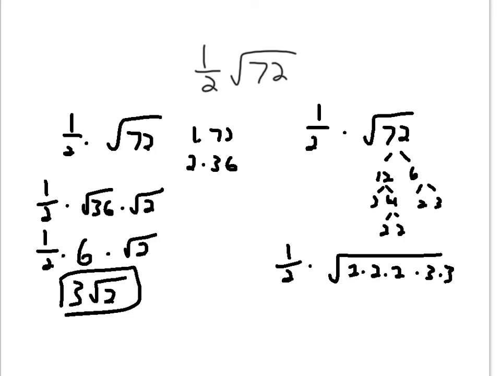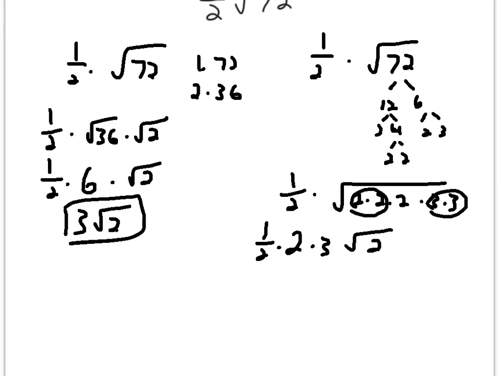So again, I'm going to use groups here, or pairs. So I've got 1/2 times 2 can be pulled out, and then 3 can be pulled out, and all I have left under the radical is the square root of 2. So I'm going to go ahead and multiply this stuff outside the radical together. Well, 1/2 of 2 is 1, and 1 times 3 is 3, so it's 3 times the square root of 2.